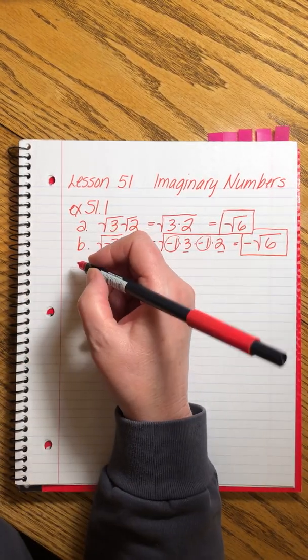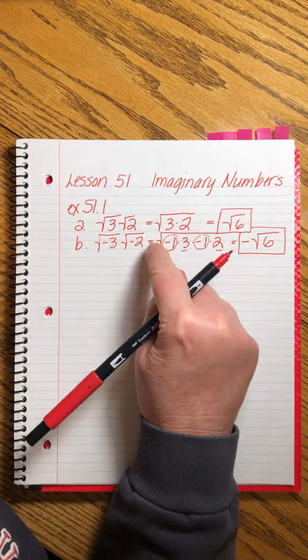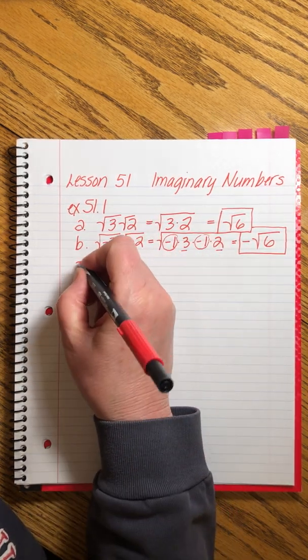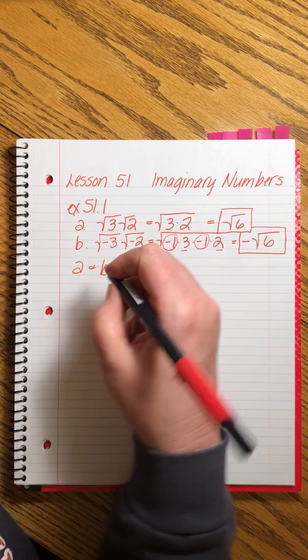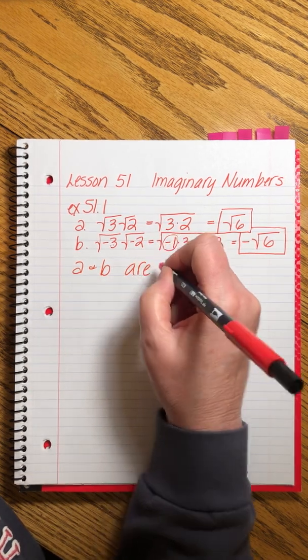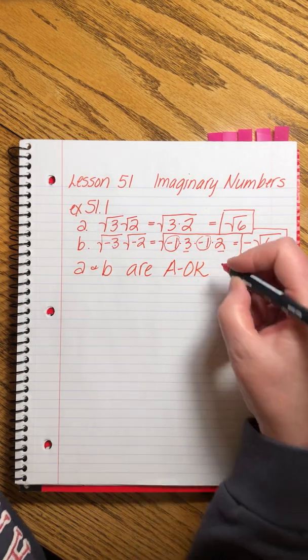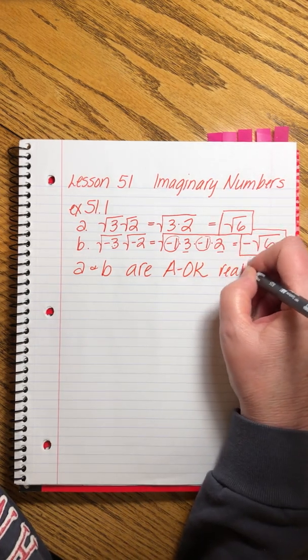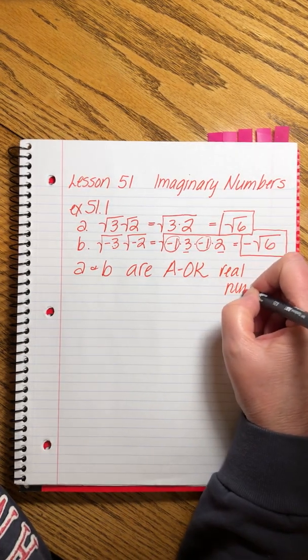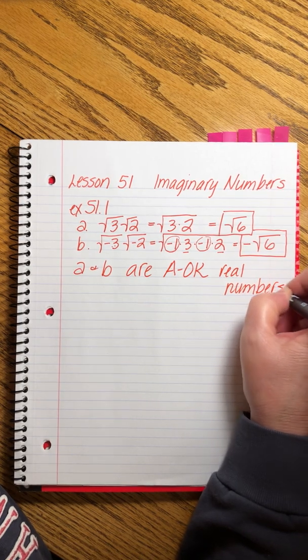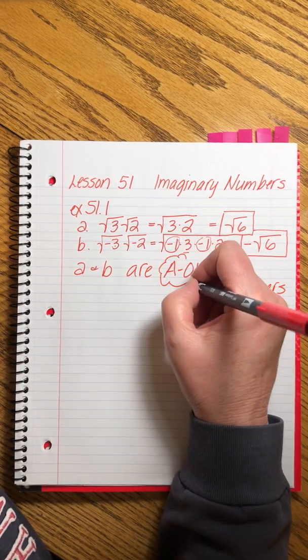And so what we can say right here is that examples of multiplication with radicals, like A and B, are, I'd go so far as to say, A-OK, which is to say they are real numbers. All right, that's perfectly fine.